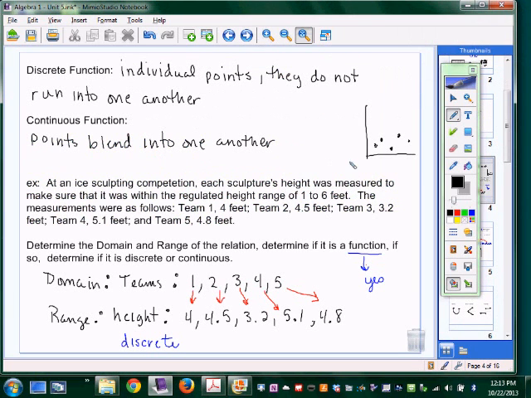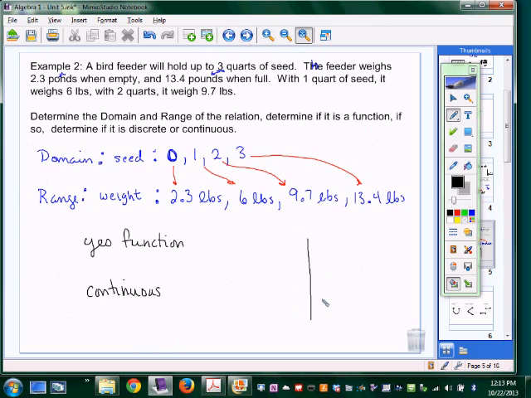So individual dots. But if we graph this, we would have a point here and then one here, one here, and one here, but they would connect because as the seed filled up or as the seed emptied, the weight would be what's changing. Does that make sense? Okay.